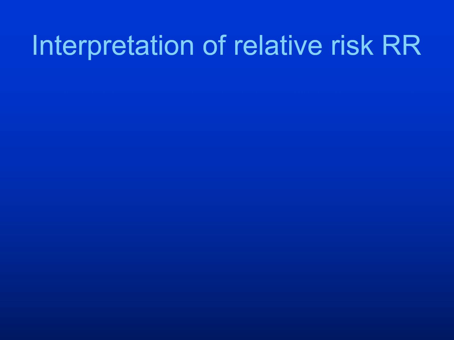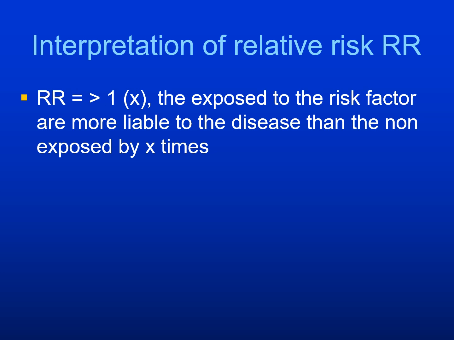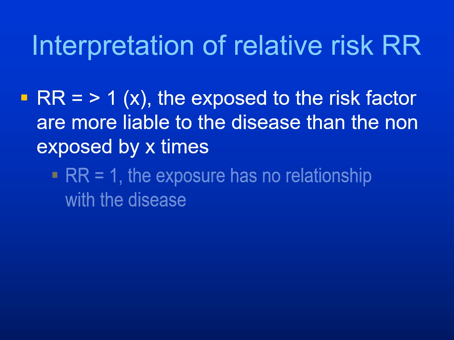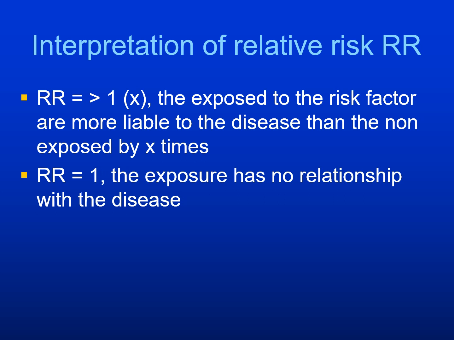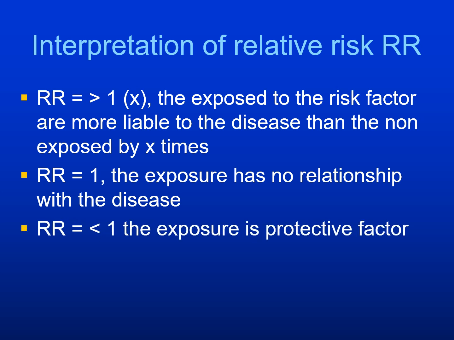How do we interpret the relative risk? If the relative risk is more than 1, those exposed to the risk factor are more liable to the disease than those who are not exposed by X times. A relative risk equal to 1 means the exposure has no relationship with the disease. And if the relative risk is less than 1, it means that the exposure is a protective factor.